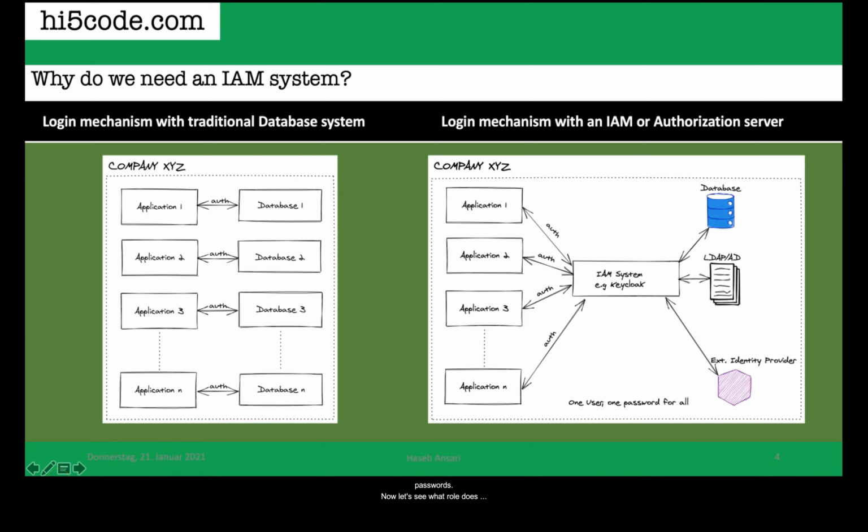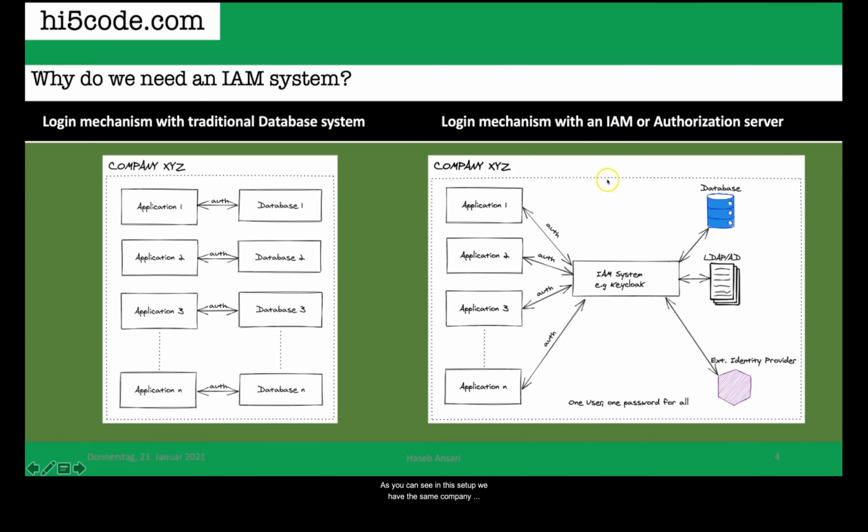Now let's see what role IAM plays in these situations, and whether it can really solve the problem that we saw on the left hand side. We'll switch to the right hand side, and to compare fairly we will take the same example that we used on the left hand side without an IAM system. So let's see this diagram on the right hand side.